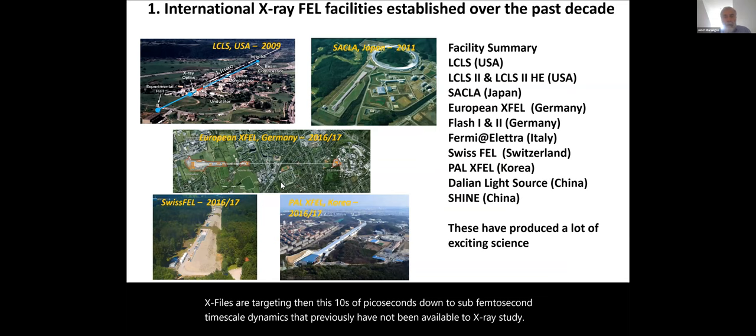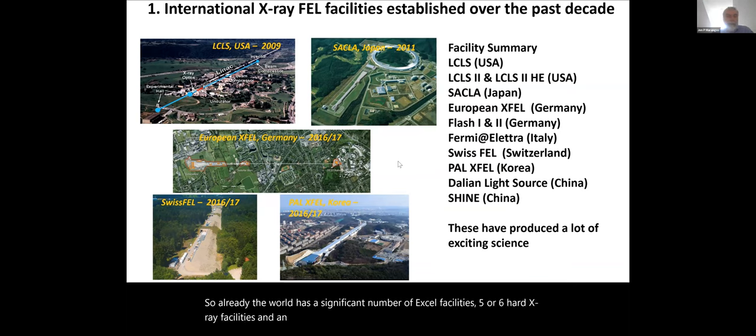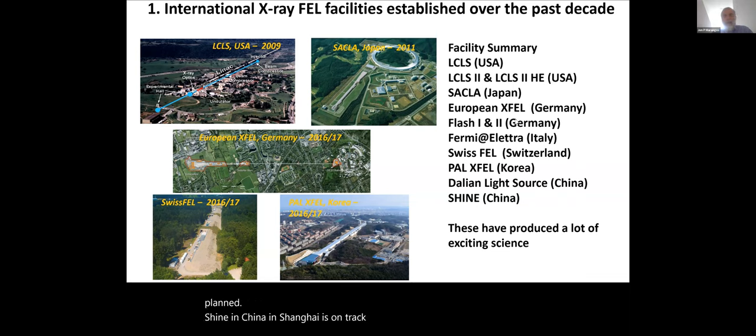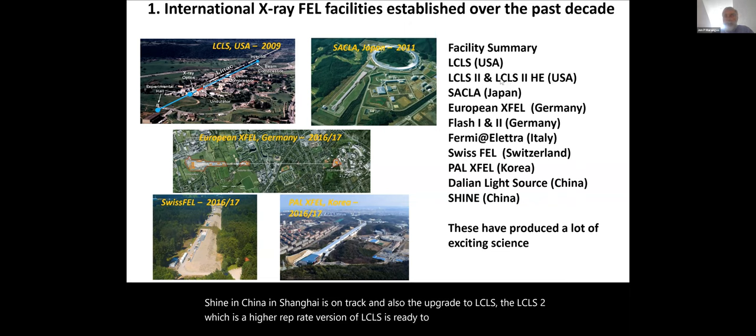So already the world has a significant number of XFEL facilities, five or six hard X-ray facilities and a number of soft X-ray VUV facilities. The first of these to operate was LCLS at Stanford and then SACLA in Japan in about 2011. And then more recently, European XFEL came on stream in 2017, SwissFEL around the same time and Korean PAL-XFEL around that time. There are other machines planned. SHINE in Shanghai is on track, and also the upgrade to LCLS, the LCLS-II, which is a higher rep rate version of LCLS, is ready to operate fairly soon.